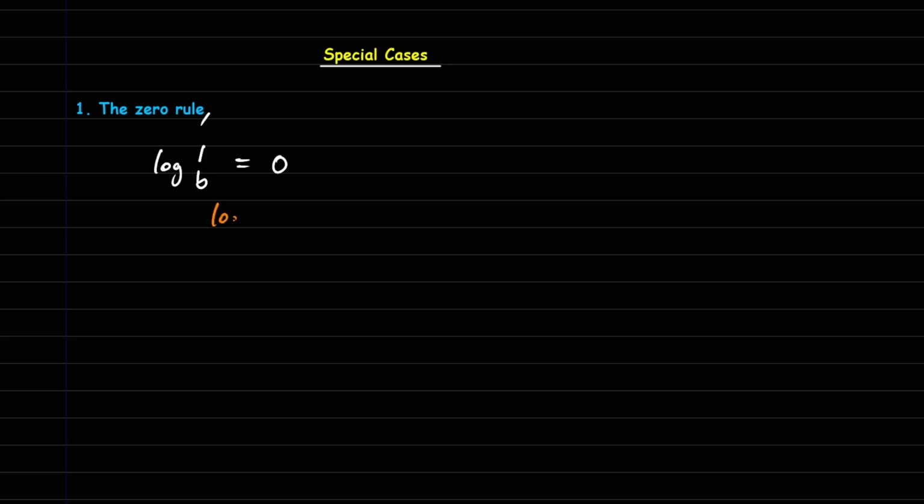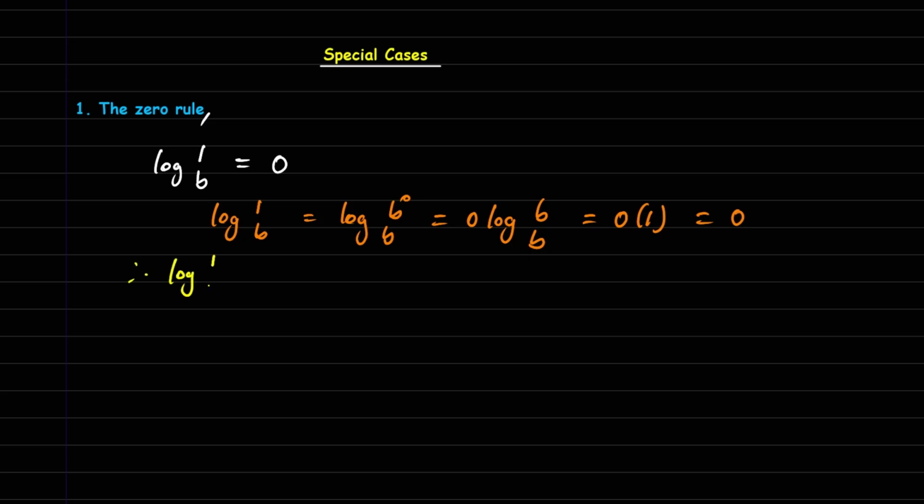In detail, if we have log of 1 base b, from indices, any number raised to a power of 0 equals 1. This implies that instead of 1, let's have log of b to power 0, but to base b. And from power rule, 0 will become a coefficient of this logarithm, and we will have 0 log of b base b. And from identity rule, log of b base b equals 1. This implies that we have 0 into 1. But 0 times 1 equals 0. Therefore, log of 1 to any base equals 0.